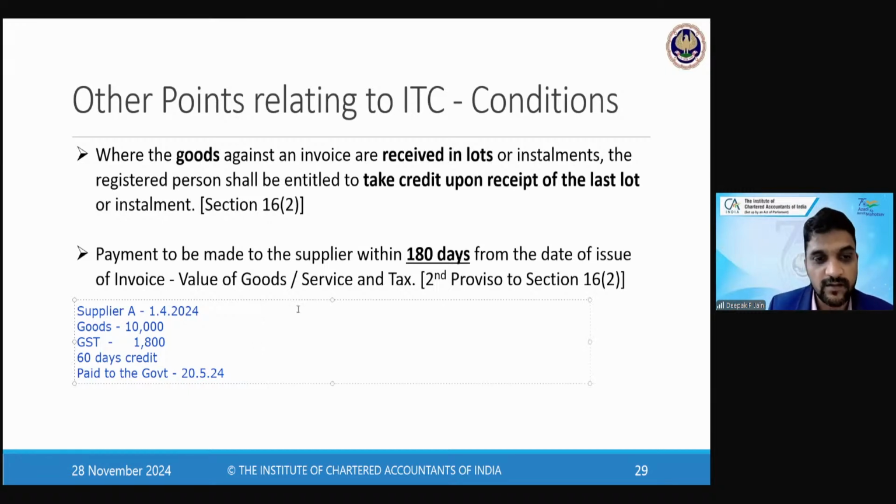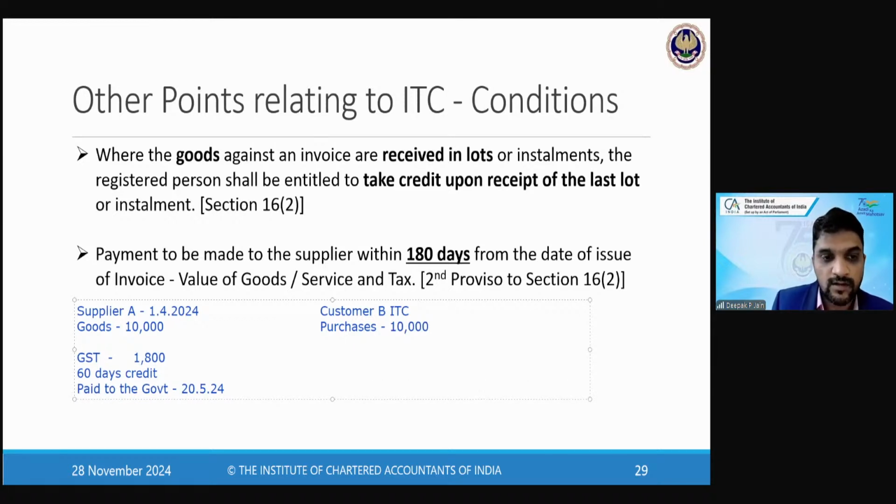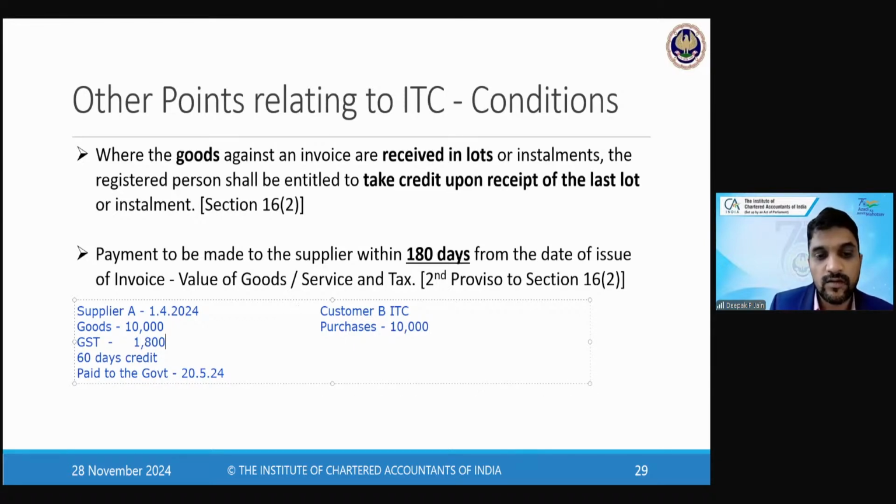Now, from B's perspective, customer, that is the person who's buying it, for him it is an ITC, correct? Sales of A will be purchases for B. So he will show purchase of 10,000 rupees. Now, he will claim ITC because the supplier has uploaded and paid the taxes. He is uploading in his GSTR1 and it is appearing in the customer's GSTR2B. He has claimed 1,800 rupees.